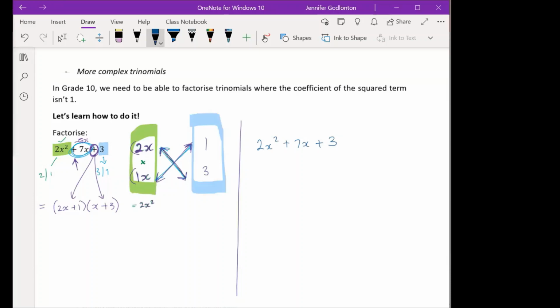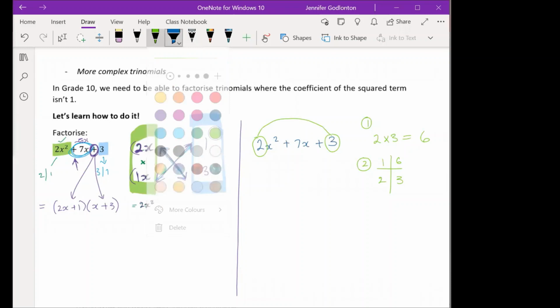Okay. In this method, the first thing we do is we take this number and we multiply it by that number. So we say 2 times 3, which gives me 6. Okay, that's our first step. Second step, we work with the factors of 6. So we do our factor tree of 6. So 1 and 6, 2 and 3.